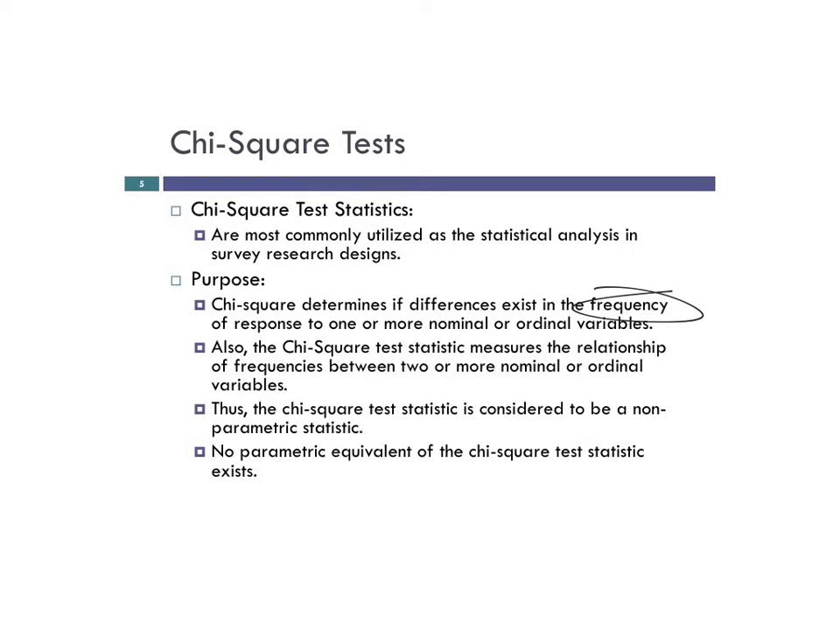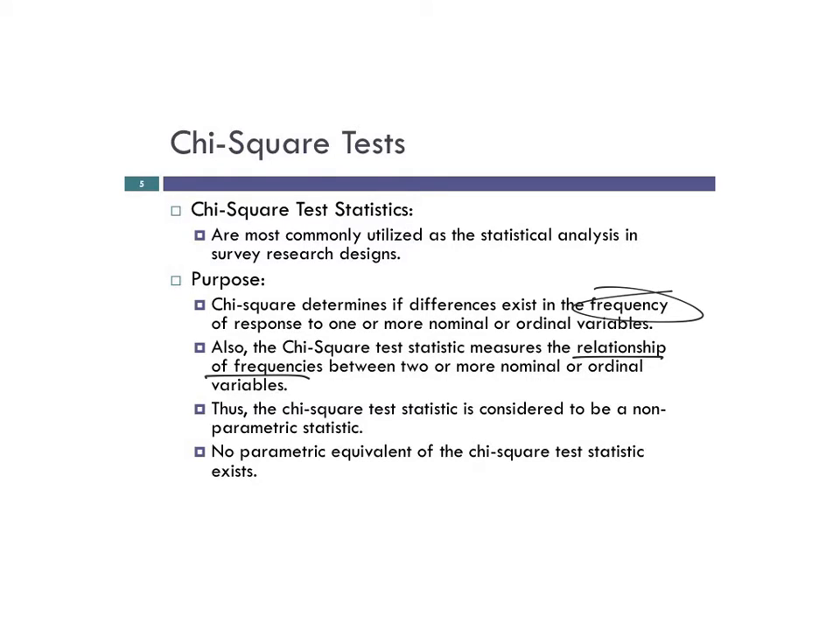Also, a chi-square statistic measures whether or not a relationship of frequencies between two or more nominal or ordinal variables exists. This is the only time you're going to hear me use the word relationship outside of correlation. But when we talk about relationship here, again, notice that it's the relationship of frequencies, and so that's a key component. Therefore, chi-square is considered non-parametric because our dependent variables are always going to be nominal or ordinal.